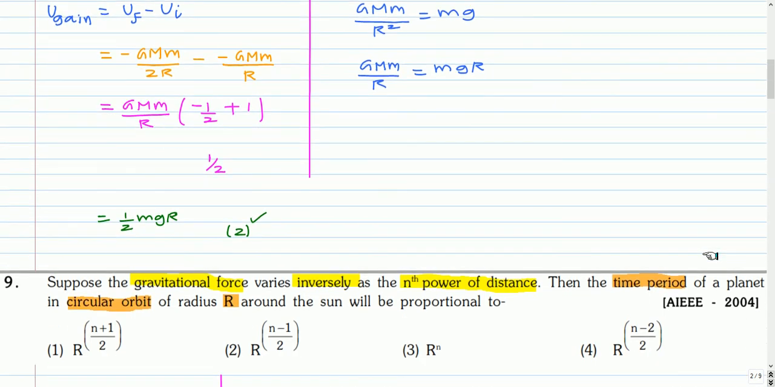This is the next question. Suppose the gravitational force varies inversely as the nth power of distance, then the time period of a planet in circular orbit of radius r around the Sun will be proportional to. You can pause and attempt this question.